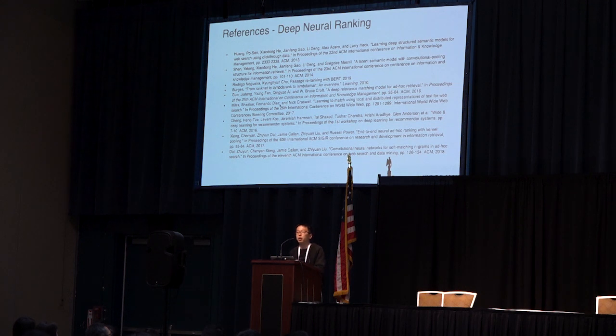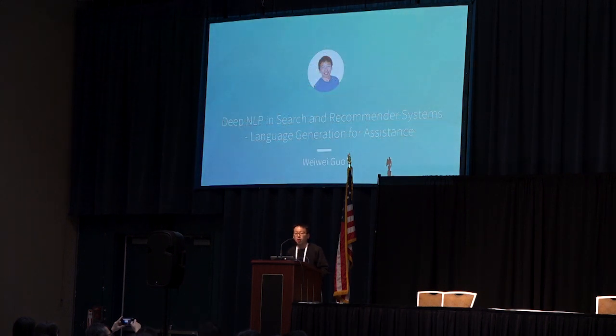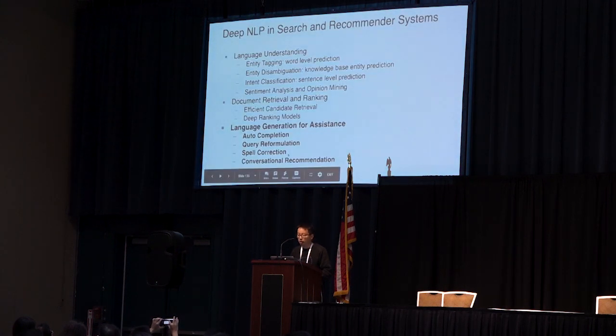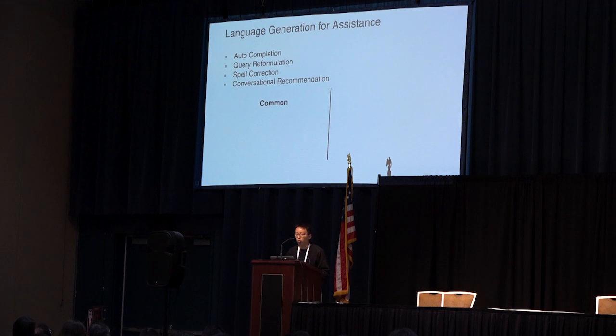So I just mentioned some representative work. For more work that is related to the topic, you can go through the references. Okay, that's all for the document retrieval and ranking. Next, I will talk about the language generation for assistance. It will cover four topics: the autocomplete, query formulation, spell correction, and the conversational recommendation. For the first three topics, it's about search, and the last one is about recommendation.